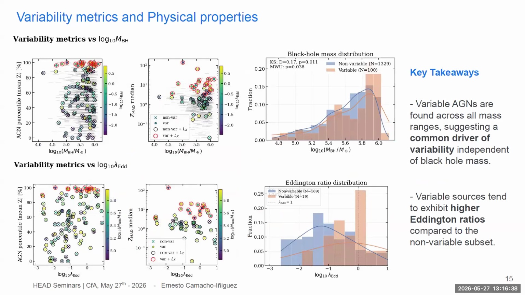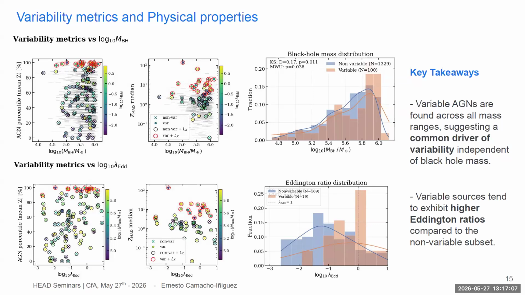Okay, now if we compare the variability metrics with the physical properties, I am comparing here the percentile of the CMAT value and the CMAT median with black hole mass in the first row and to the Eddington rate in the second row. So you can see from the histograms as well that we can find variability for the complete range of objects in our sample.